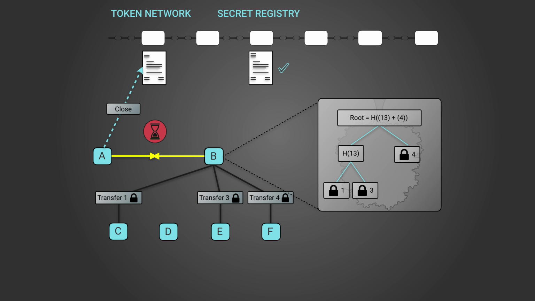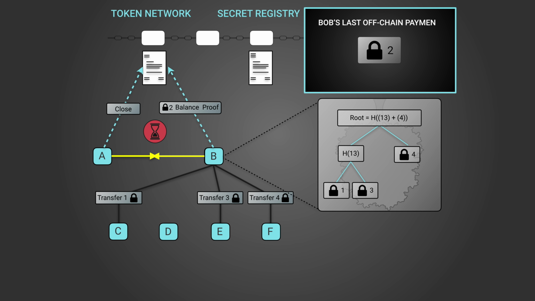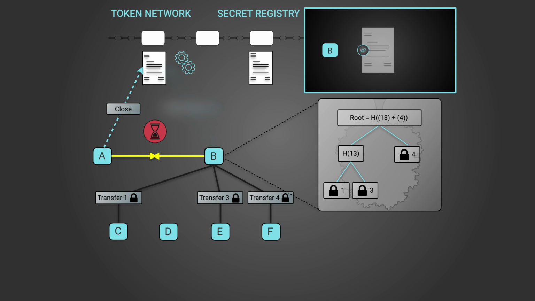Bob now provides the token network contract with the latest balance proof from Alice, which unlocked Lock 2. The token network smart contract checks that the signature Bob claims is from Alice is authentic. This is possible by cryptographically recovering the address and checking if this address belongs to Alice. After a settlement window has passed, no further balance proofs may be submitted.